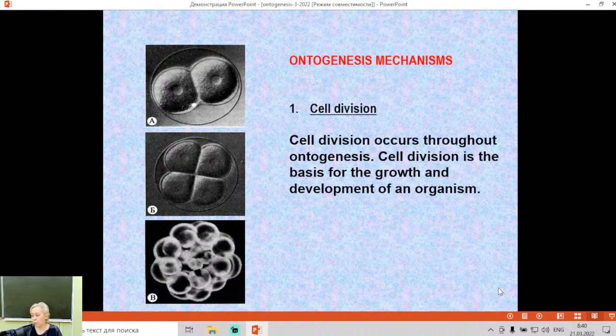And the next question of our lecture today, ontogenesis mechanisms. The first ontogenesis mechanism is cell division. Cell division occurs throughout ontogenesis. Cell division is the basis of the growth and development of an organism. You can see cell division during gastrulation, during cleavage, during formation of organs.